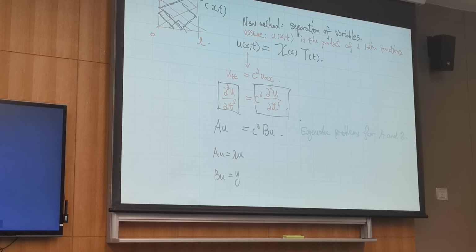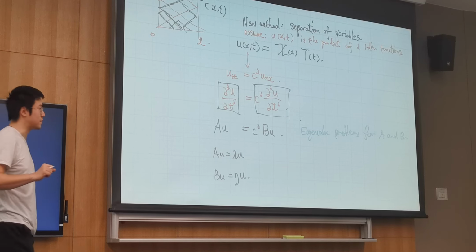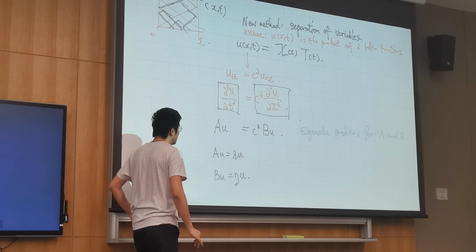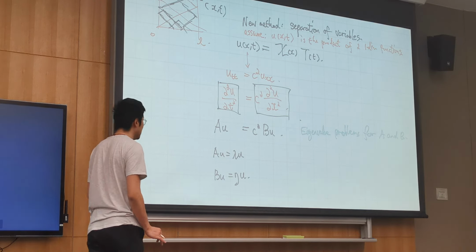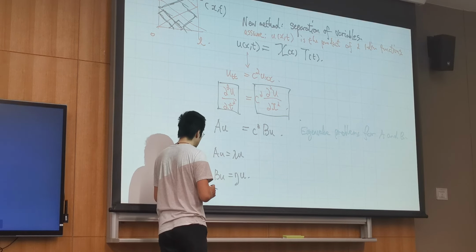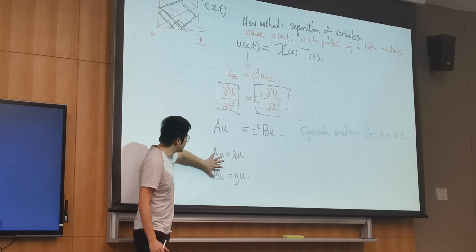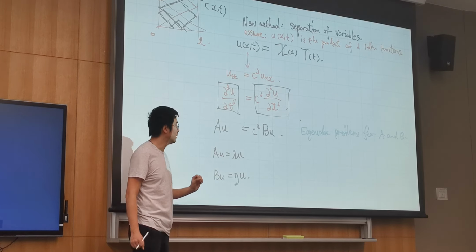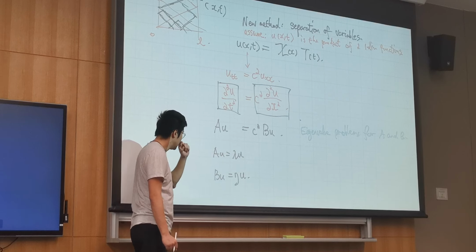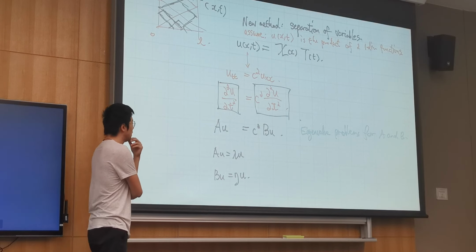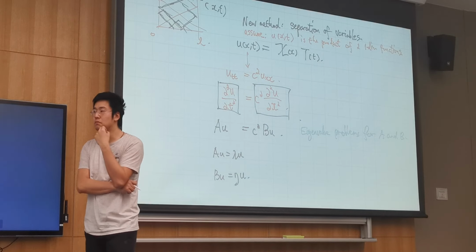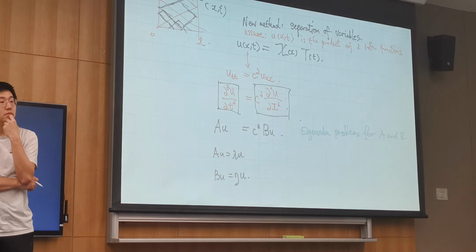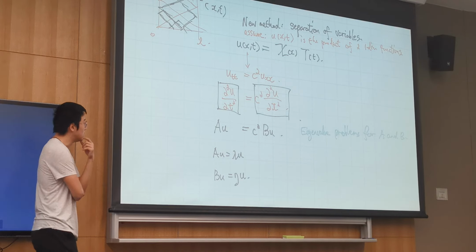Sorry, let me write this again. AU equals lambda U and BU equals eta U. If I am able to find a certain vector that can serve as the eigenvector of both A and B, right? That can solve my problem.